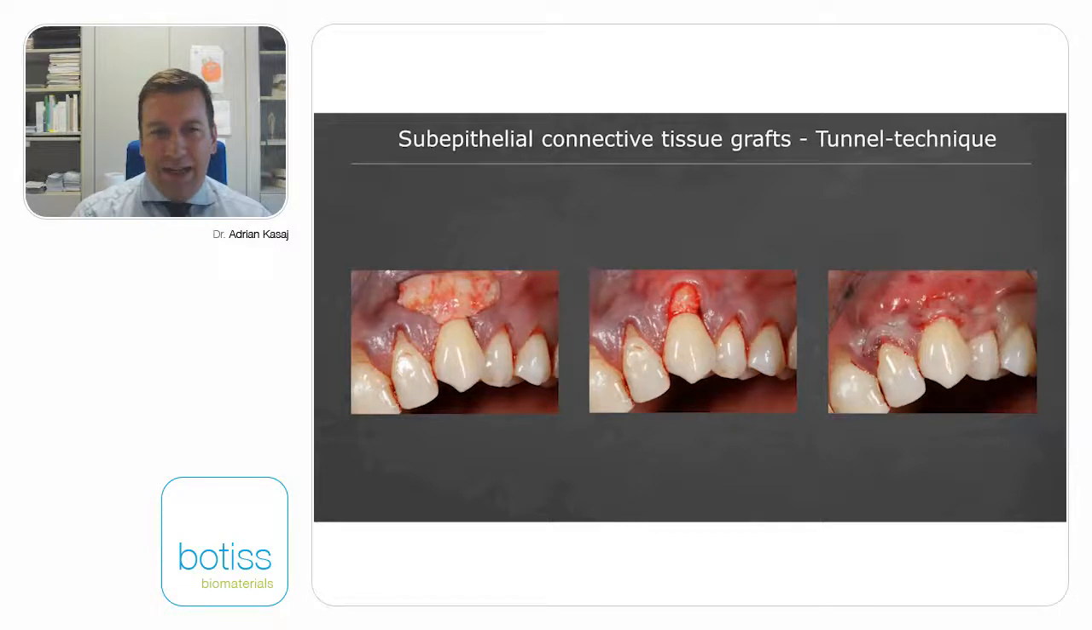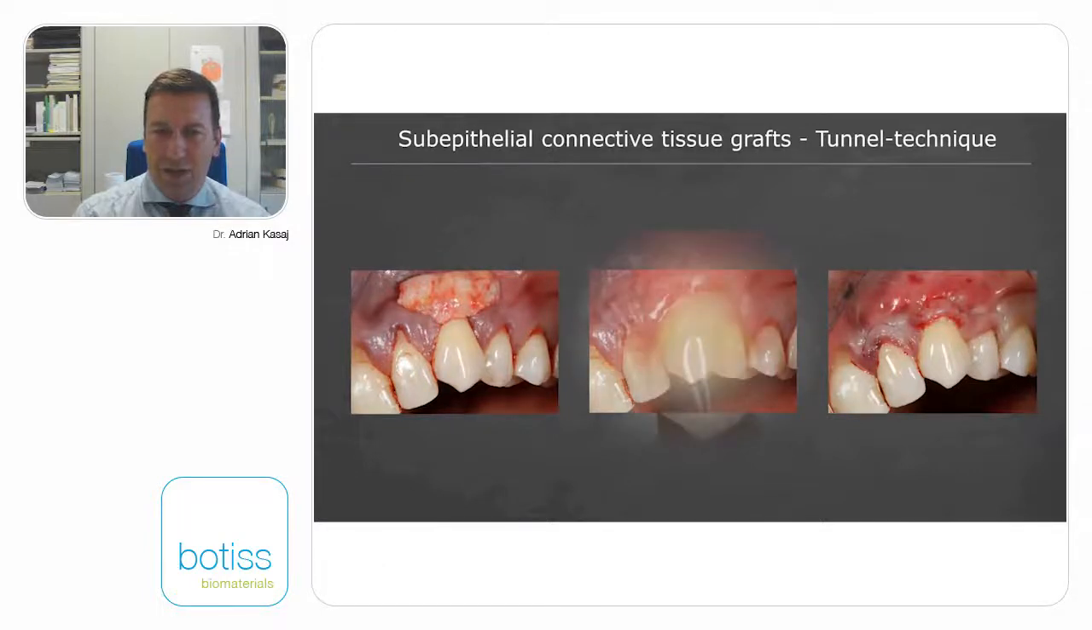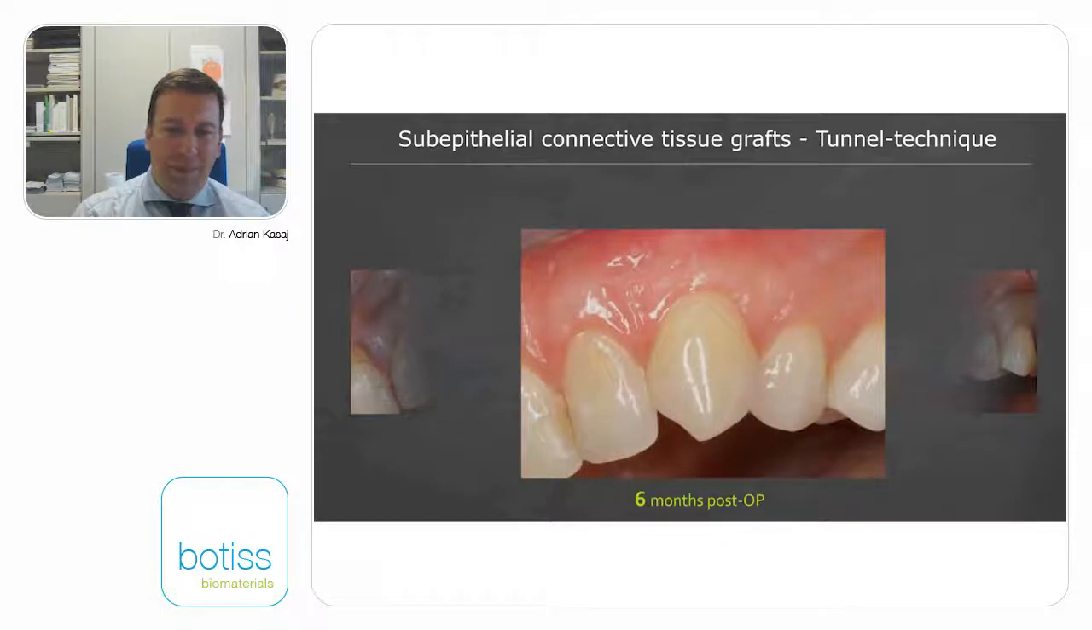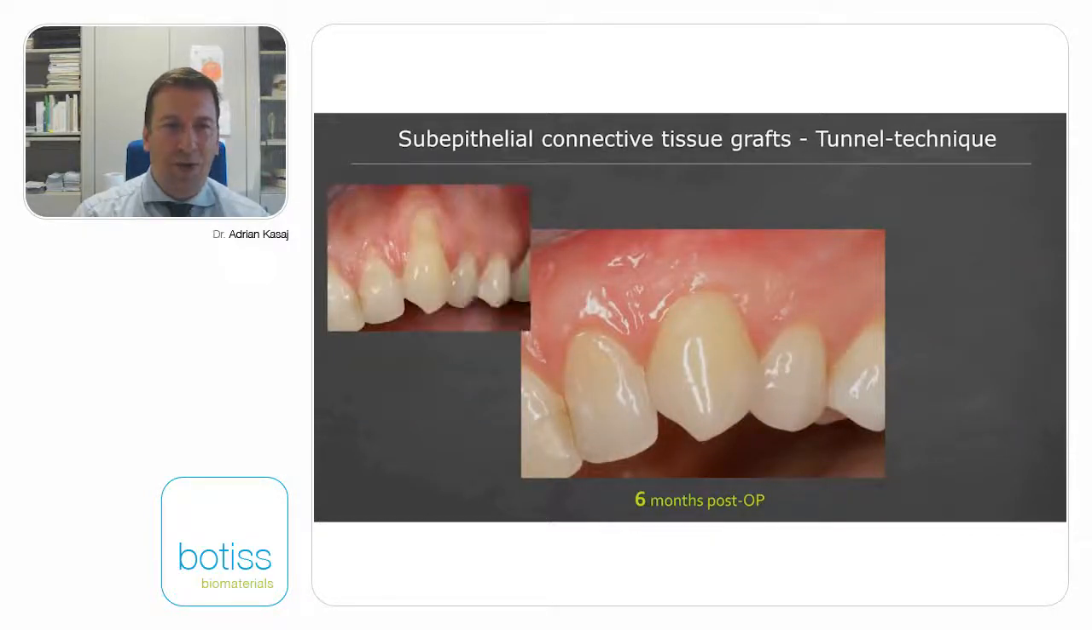You can see again here the preparation of the tunnel, insertion of the connective tissue, positioning of the tunnel to the coronal. And here the clinical outcome 6 months post-operative in comparison to the baseline situation. Again, complete root coverage, thickening of the functional marginal tissue, and some gain of keratinized attached tissue.